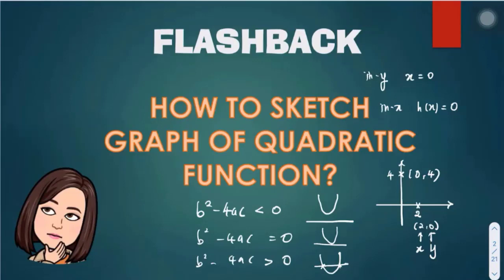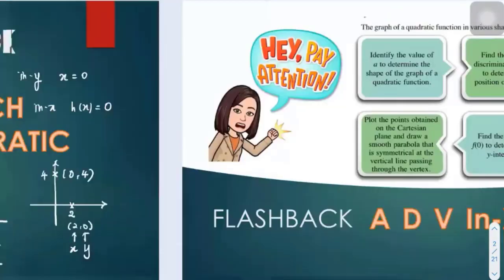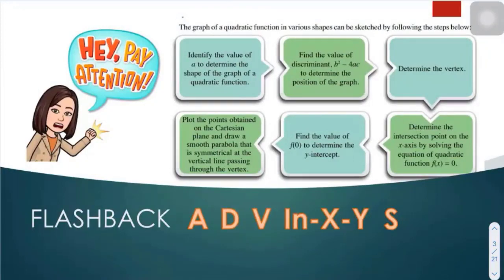After you determine your intercept of y and intercept of x, the final step is to sketch your graph. This is only a revision, a flashback of the 5 steps. Actually it is 6, but I combined the intercept x and y into one. Here is the x-intercept and y-intercept from the textbook. The last one is to plot or sketch.